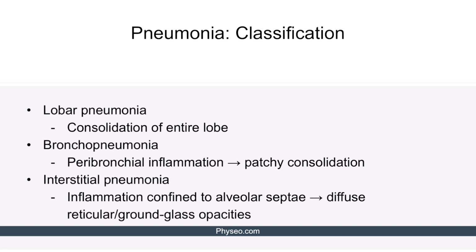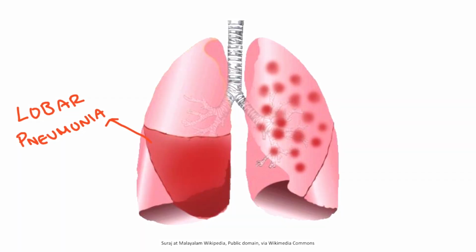We may also hear of pneumonia classified as lobar pneumonia, bronchopneumonia, and interstitial pneumonia. This is based on the anatomical pattern of involvement of lung tissue. Lobar pneumonia is said to occur when consolidation involves an entire lobe. Bronchopneumonia occurs when the inflammation is centered on bronchi, that is, peribronchial inflammation leading to patchy consolidation throughout a lung field. Interstitial pneumonia occurs when inflammation is confined to alveolar septi only, seen on a chest X-ray as diffuse reticular or ground glass opacities. Here's an image showing lobar pneumonia on the left side, affecting all the right middle lobe of the lung, and bronchopneumonia on the right side, seen as patchy consolidation.